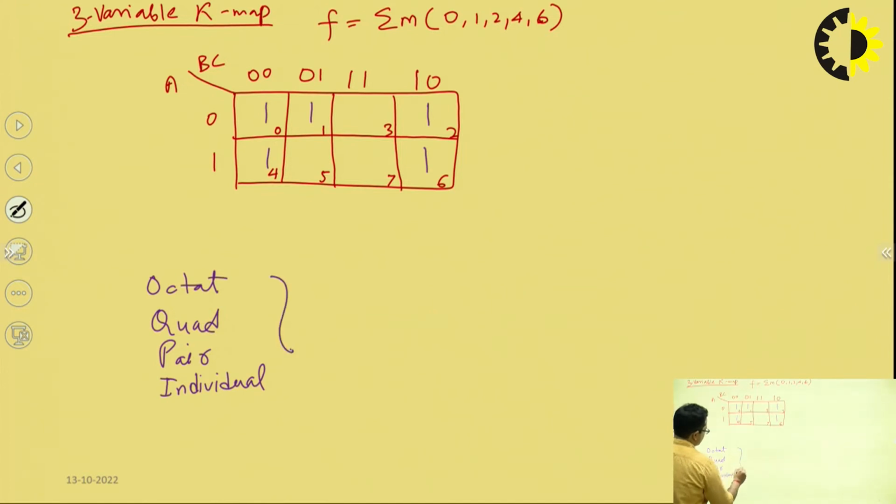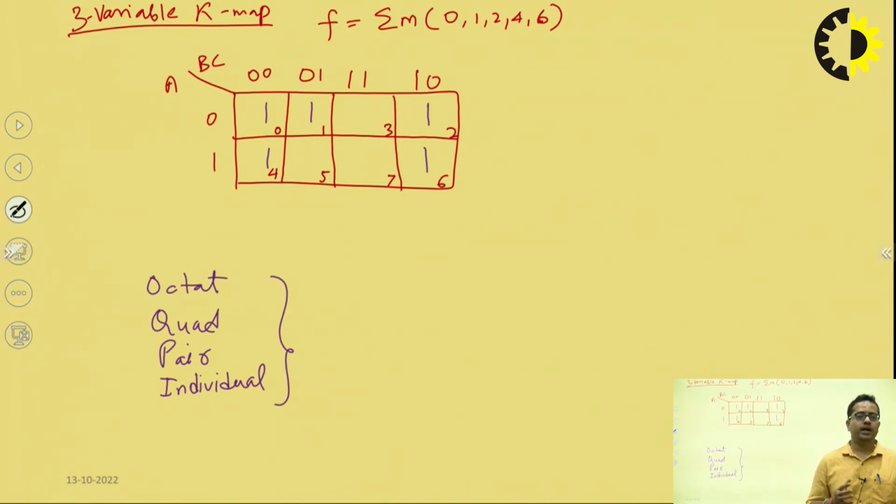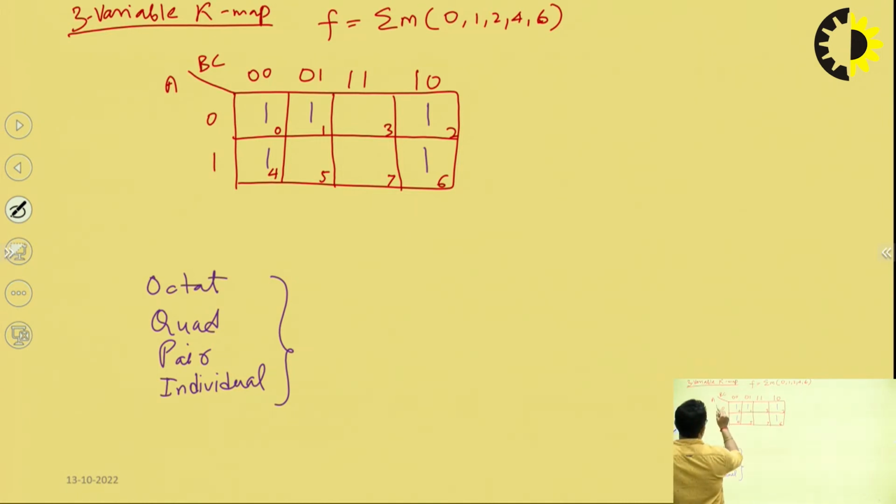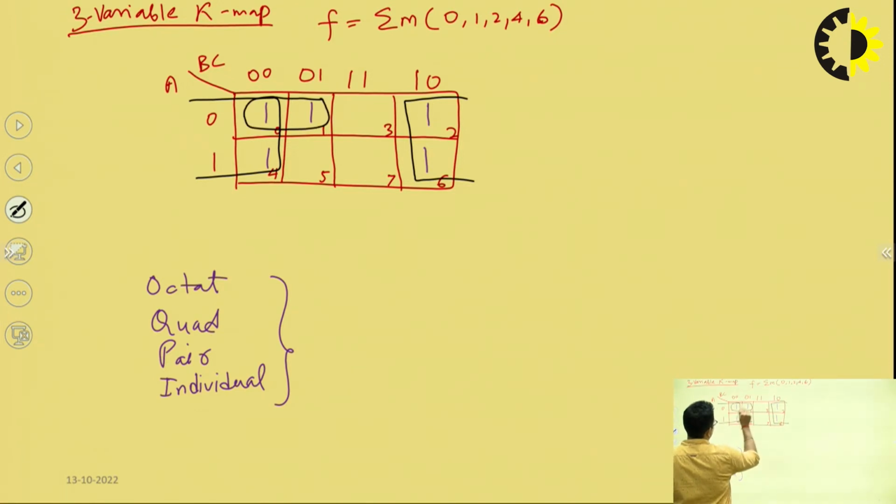So always move from top to bottom. Search for the combination which gives an octet. If not, then find the combination that gives a quad. If not, then pair, and finally individuals. So we will observe the things and we can easily conclude that there is a quad inside these combinations. We can form a quad like this one, similarly this one, and finally the thing that is left with us is the minterm 1. So we have to combine that value with this one, right?